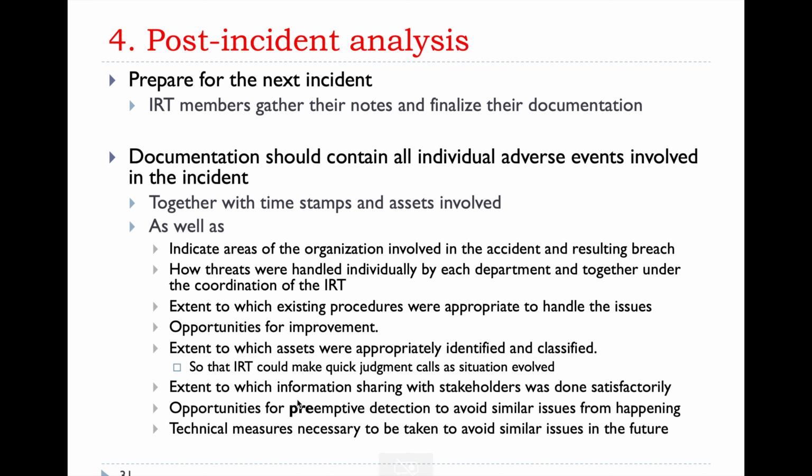And the extent to which information sharing with the stakeholders was done satisfactorily. So did we communicate well, or did we lack in the communication? What were the opportunities for preemptive detection? So instead of detecting them at the time, were there any opportunities to preemptively detect so we could avoid similar issues from happening? And what were the technical measures necessary to be taken to avoid any similar issues in the future? So all of this should be documented in a single document, so that whenever a similar incident happens, they already have documentation and they know all of the steps that have been done by the incident response team at the time.